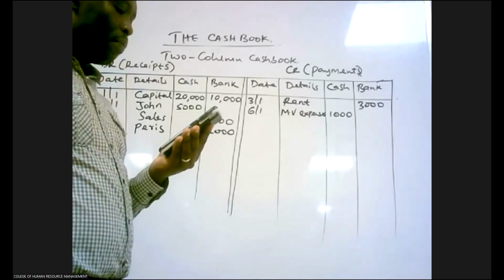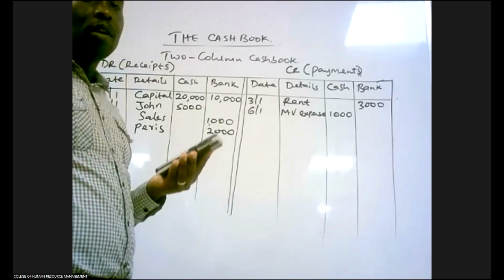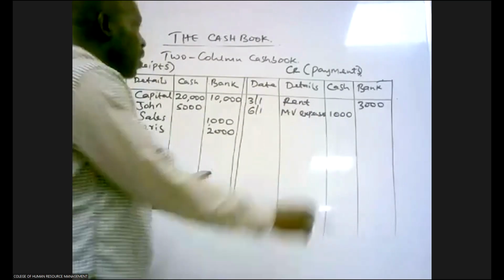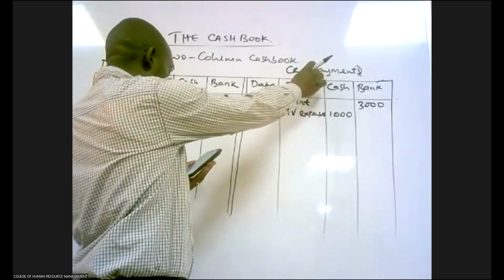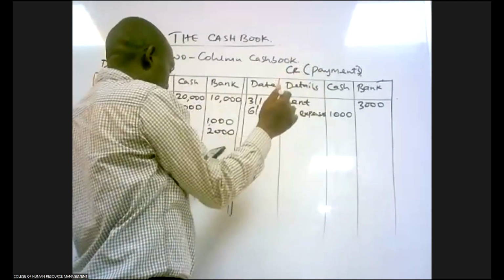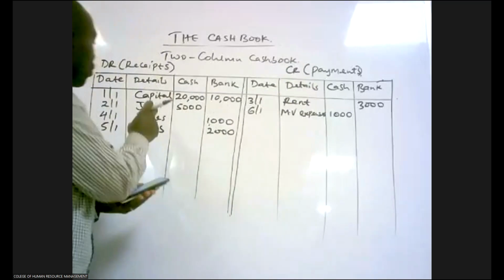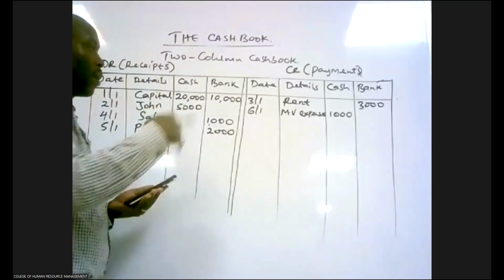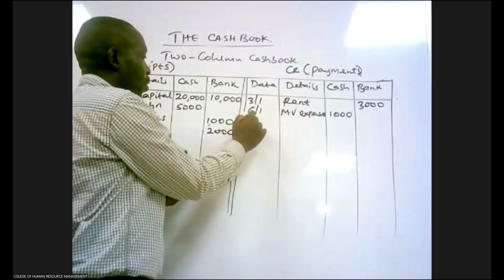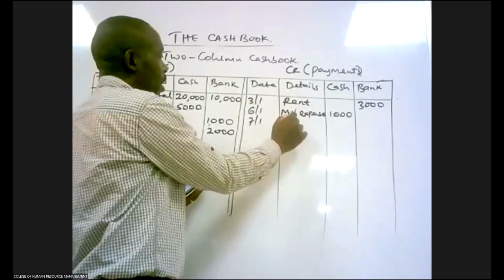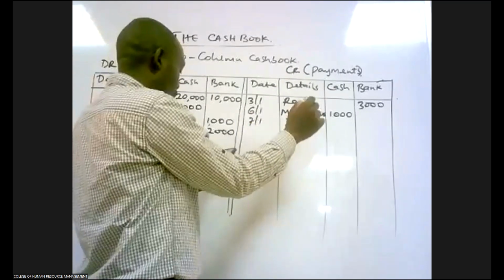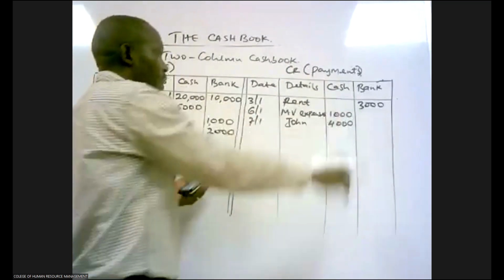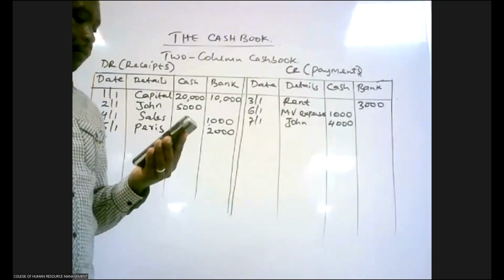Then on 7th, we paid John 4,000. So it is the business paying, so it is a payment. We are paying John. Remember, John is this person here. We had borrowed from him. Now we are paying part of that money that we borrowed. 7th of January, we are paying John, and we are told 4,000. It was done in cash. Put it as a cash payment like that.